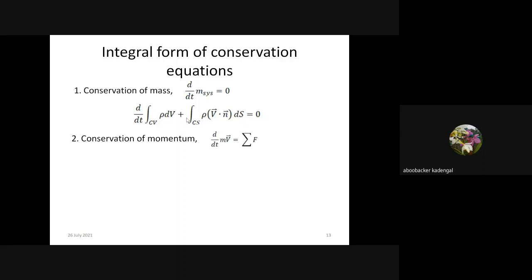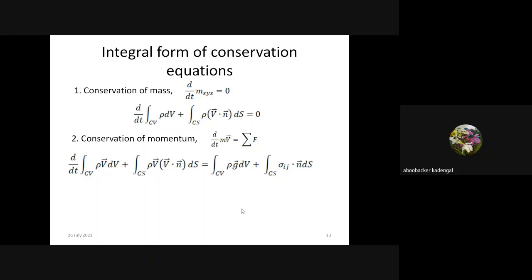For a system, it is expressed as d by dt of momentum, that is mass into velocity. Velocity is a vector quantity, so d by dt of mv is equal to the net force. Force is also a vector quantity, so we can have its components, usually in Cartesian x, y, z coordinates. So this is a single vector equation. With three components, we have three scalar equations.